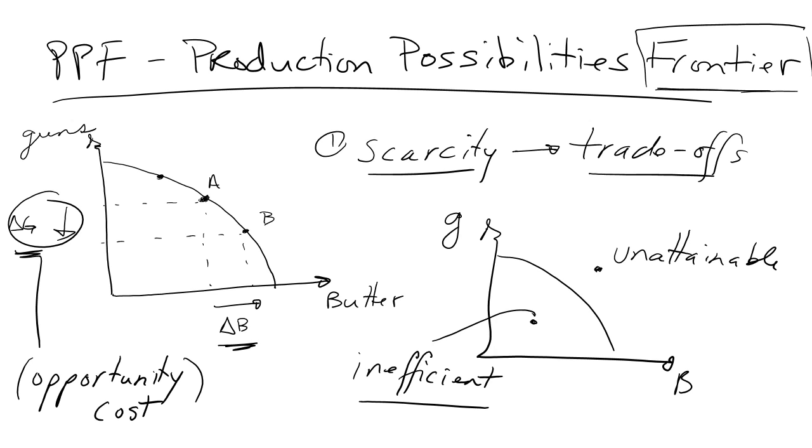Inside, you have inefficient use of resources. Anywhere on the line, you have no idle resources, and we're going to refer to that as efficient. And then anywhere outside, we're going to talk about as currently unattainable. Okay, so we've got the basics of the model more or less taken care of. Let's talk about some ways in which we can expand what we can do with this model.